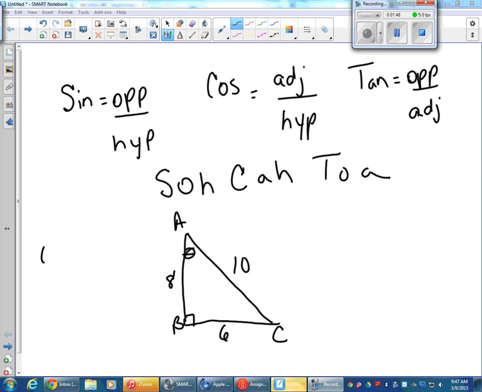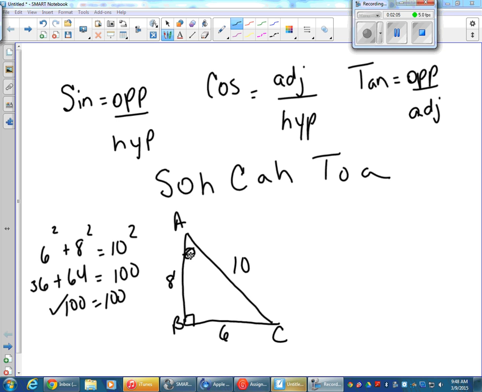We can check it with Pythagorean theorem. 6 squared plus 8 squared, does it equal 10 squared? 6 squared is 36 plus 64. 10 squared is 100, and 36 plus 64 is 100. So this is a right triangle for sure. So if I'm at angle A, and this is the angle that I'm using, sometimes they'll use this little mark to show you which angle. It's called theta. It just stands for, I'm talking about this angle. That's what it's telling you.